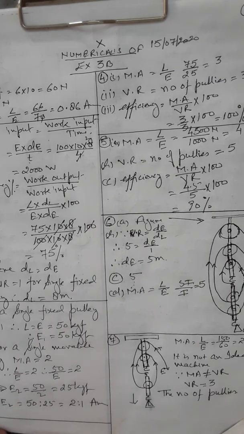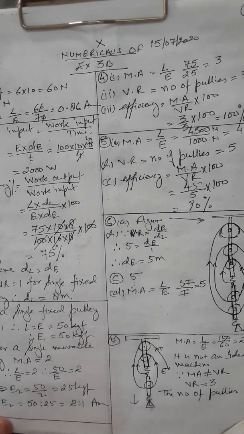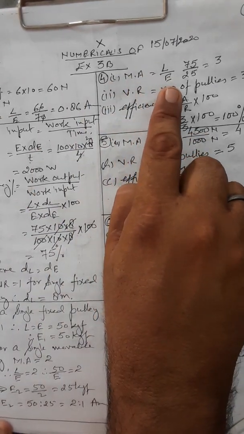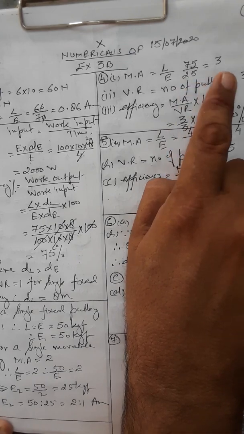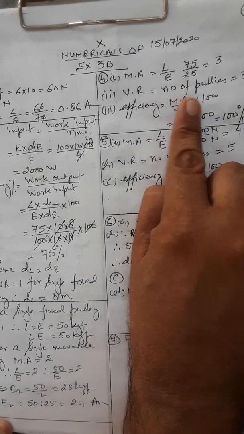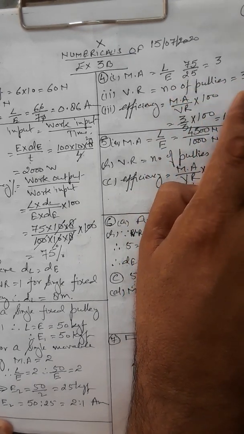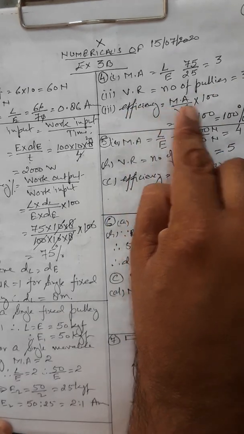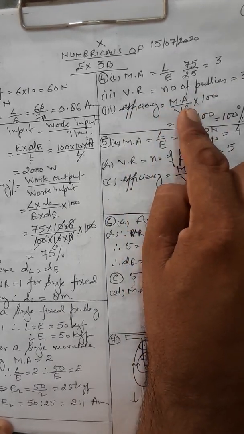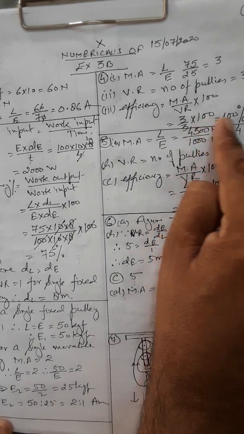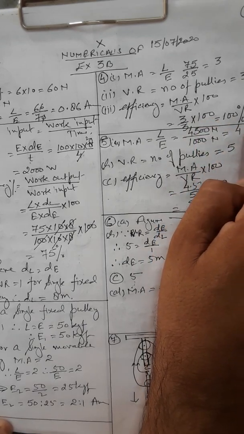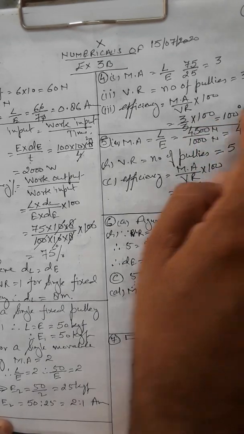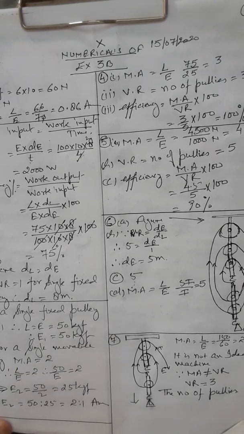Now fourth question. In a block and tackle system consisting of 3 pulleys, a load of 75 kgf is raised with an effort of 25 kgf. Find the mechanical advantage. So here load is equal to 75 kgf, MA is equal to load upon effort, 75 upon 25, 3. Velocity ratio is equal to number of pulleys. Efficiency, MA upon VR into 100. MA is 3, VR is 3, into 100, means machine is 100% efficient.